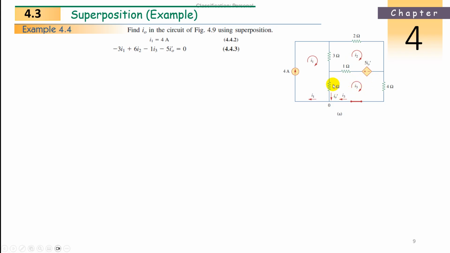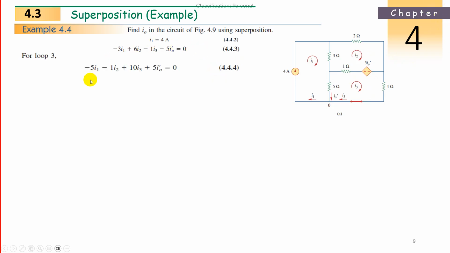So I3 is flowing in 5 ohms, 1 ohm and 4 ohms. Add all: 5 plus 4 is 9, and plus 1, 10. So 10 into I3. The last step is the voltage source. How much voltage? The current I3 is entering this plus terminal, so plus 5I0 dash is equal to 0.